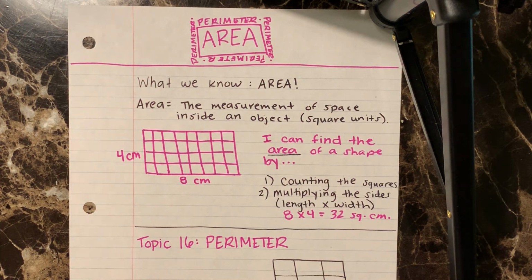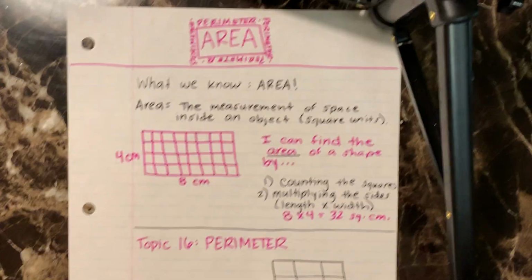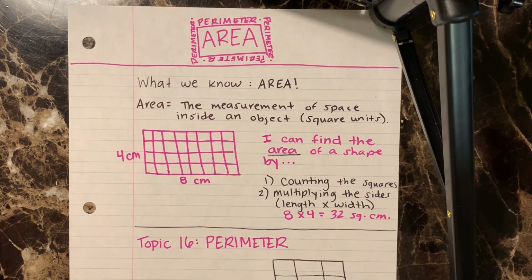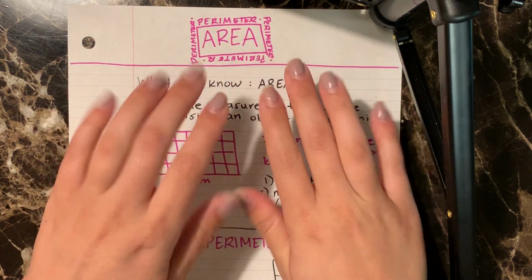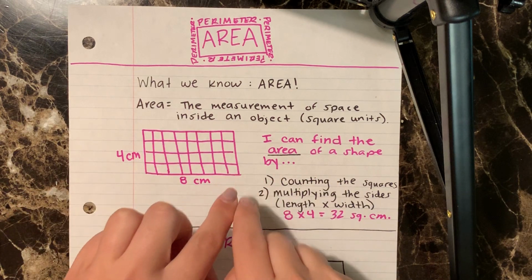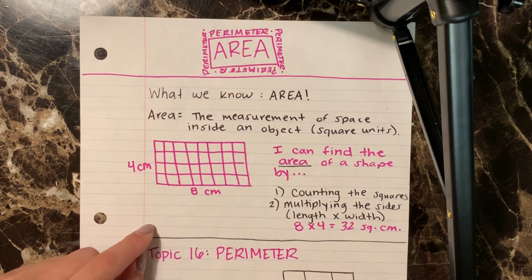So this week we are starting topic 16 in our math, which is all about perimeter. And we have actually already started learning a little bit about perimeter because we've done our area unit. And if you think back to the beginning of the year, I taught you the little chant that goes like this: area, area, perimeter. And at the time, we had only talked about area. So let's review area first.